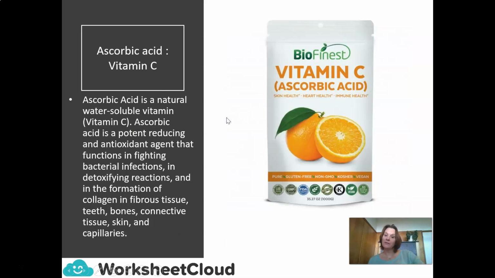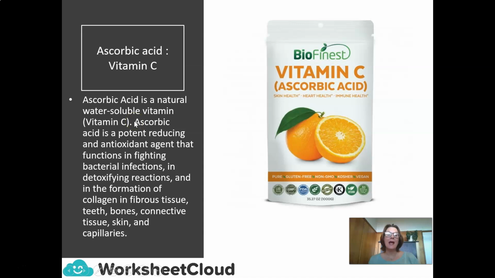Ascorbic acid, which is vitamin C. We're all hopefully taking this right now during this time of lockdown because it's supposed to boost our immune system and keep us strong and help us fight the coronavirus. So ascorbic acid is a natural water-soluble vitamin.